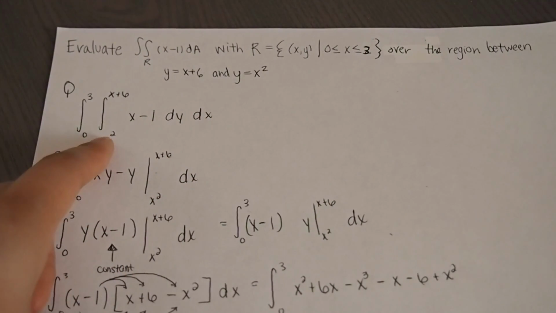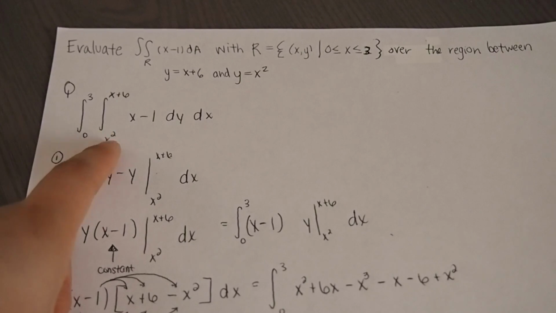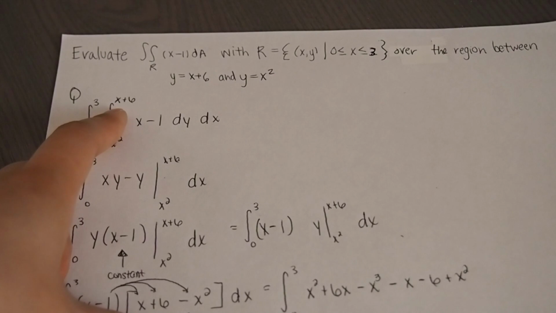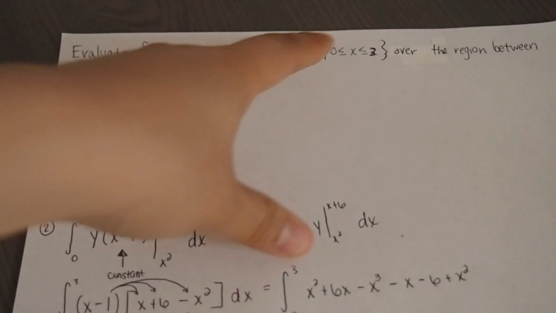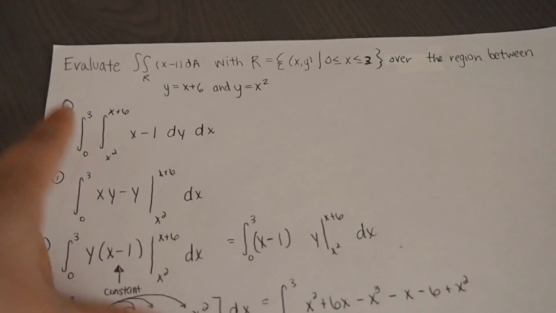And as you could see, the inner bounds are x squared, or our lower bound, because it's the bottom curve, and then the top curve will be our upper bound, which is x plus 6, and then our dx, which was from our given, is from 0 to 3.